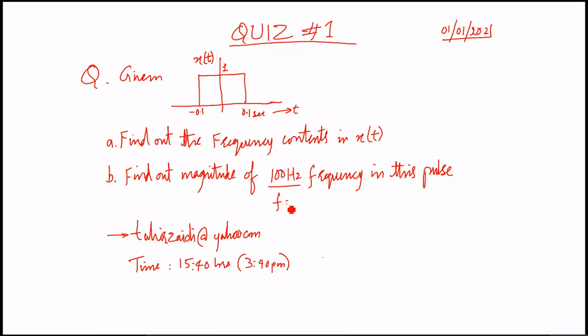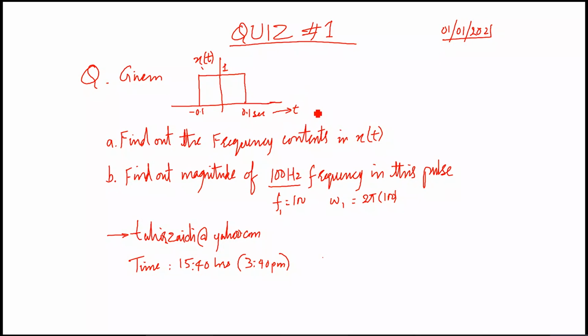This is f equal to 100, you can call it f1, whatever. And in terms of omega, it will be 2 pi into 100. A lot of time was given for this. So how do we find the frequency content and how do we go about this? This is going to give you a very simple sinc that we have already seen. We can simply go from x of t to X(j omega).